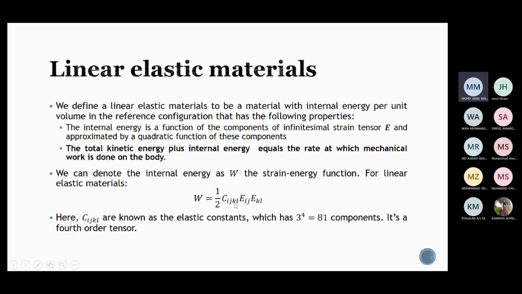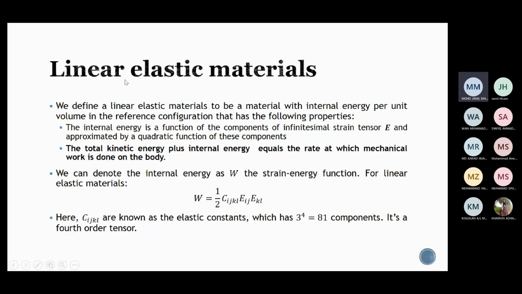And the indices IJKL here basically represent the size of the matrix. So here the constant C is actually a 4-ordered matrix, okay? A 4-ordered tensor, which has 81 components.